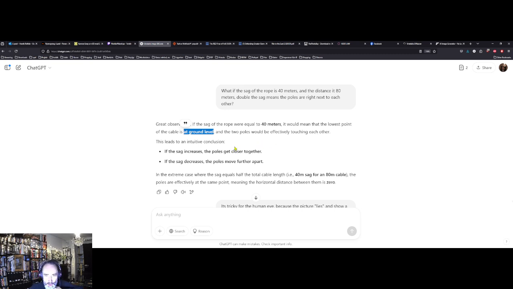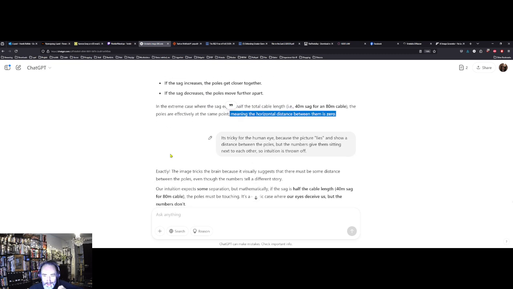This leads to an intuitive conclusion. If the sag increases, the poles get closer together. If the sag decreases, the poles move further apart. Yes, that is correct. In this extreme case, where the sag equals half the total cable length, the poles are effectively at the same point. Yeah. So when I give him the very easy Facebook intuitive solution, the AI just catches up. So this is what I found interesting.